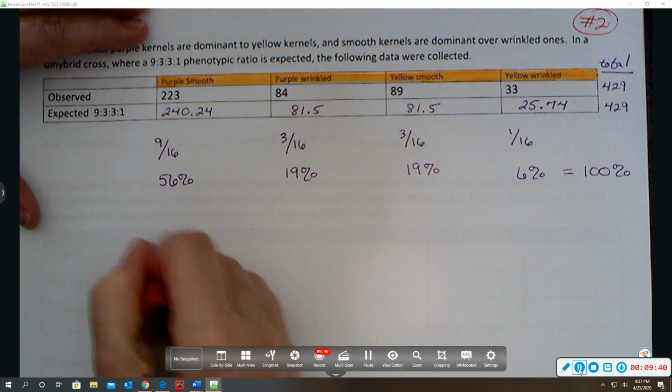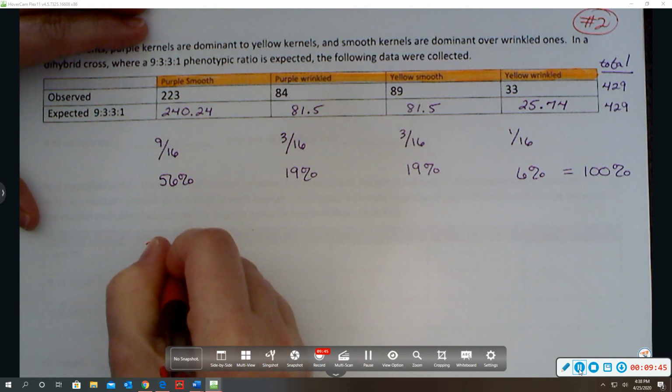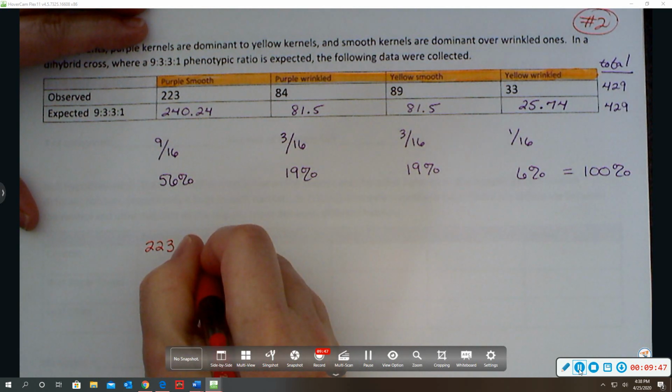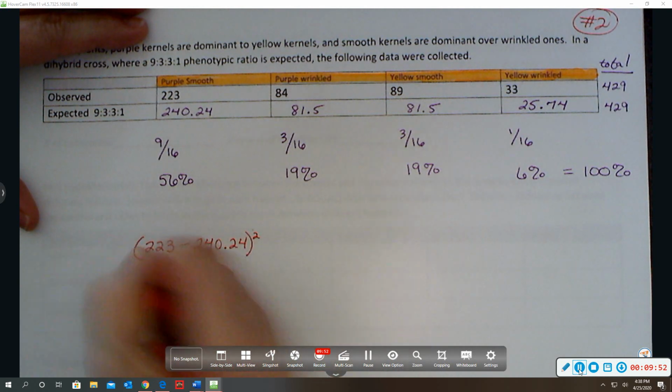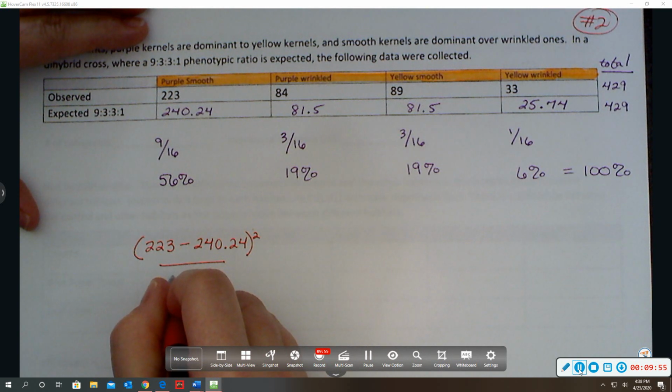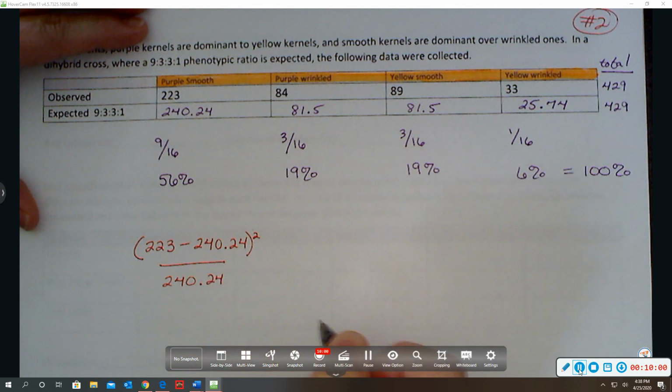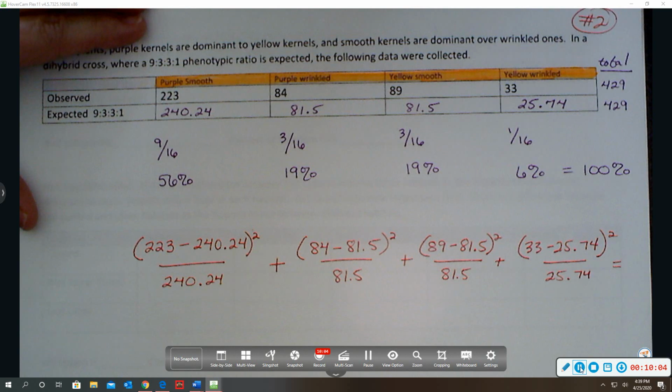And alright, I'll do the first one here. I would take my observed, 223, minus expected. Remember to square that. And then divide by expected. And now I'll pause the video so that it goes a little quick. Alright, I wrote them all in quick for you. So each of these, observed minus expected, square that answer, then divide by expected.